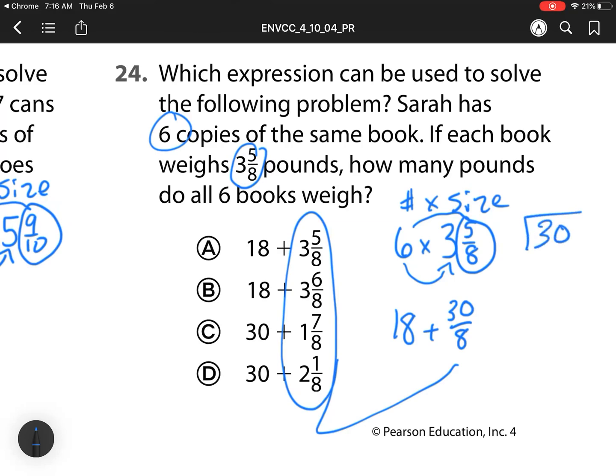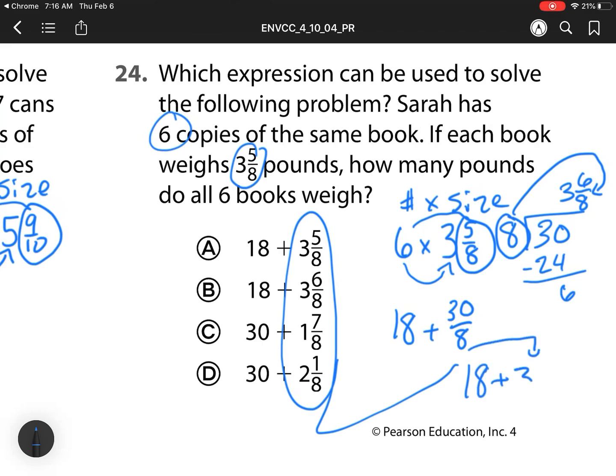So 30 divided by 8, how many groups can I make? Well, I can make 3 groups. 3 times 8 is 24. I'm left with 6. 6, and then my pieces to make a whole is 8, whatever I'm dividing by. So this is going to be 18 plus 3 and 6/8. Then we see if that matches any of them, and I see it matches B. So my answer is B.